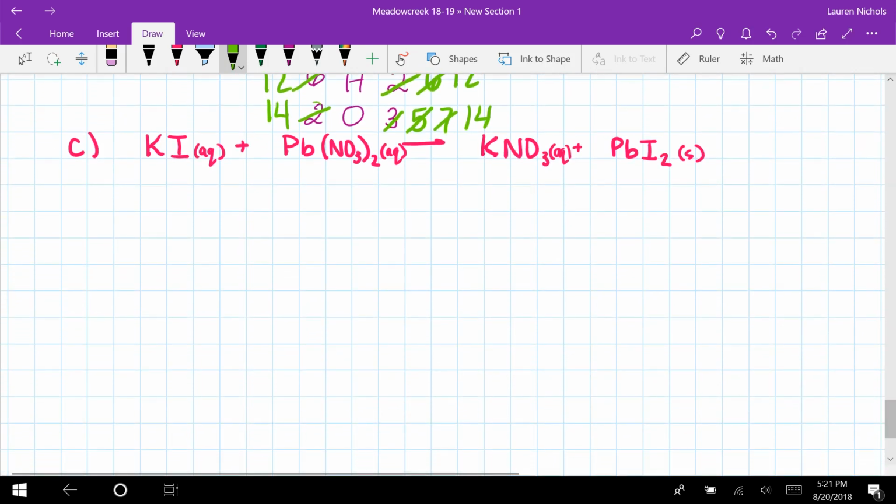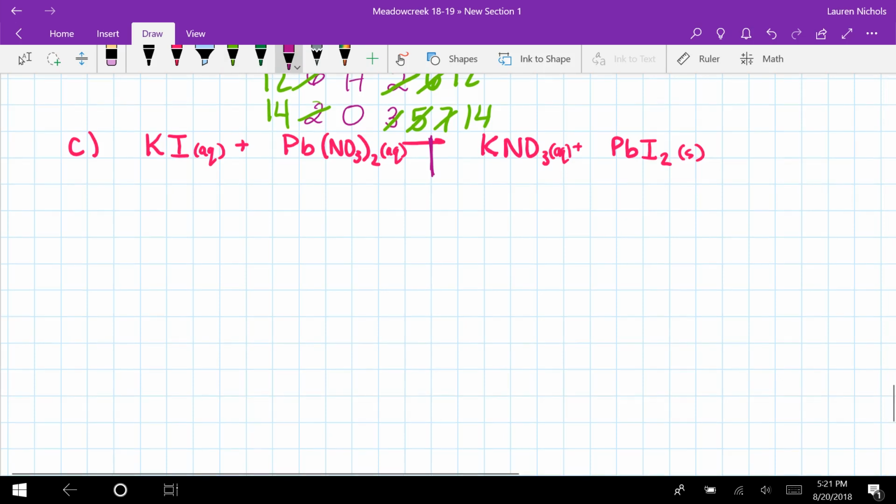Let's look at C. Okay, let's see how this one works. So we split it in half. We have K, I, Pb. And then one thing to note, well, actually, we'll just keep it separate. Nitrogen and oxygen. Let's count up what we have. We have 1, 1, 1.